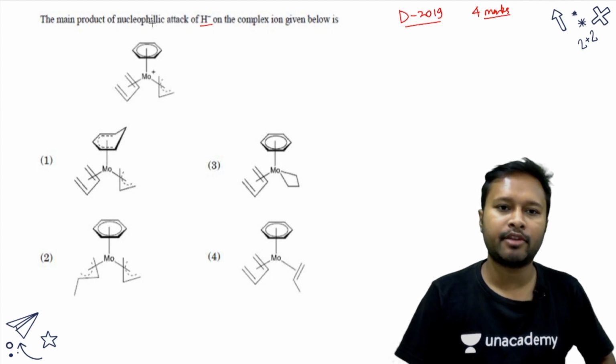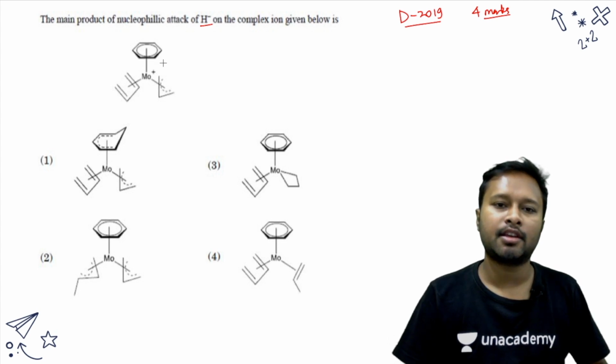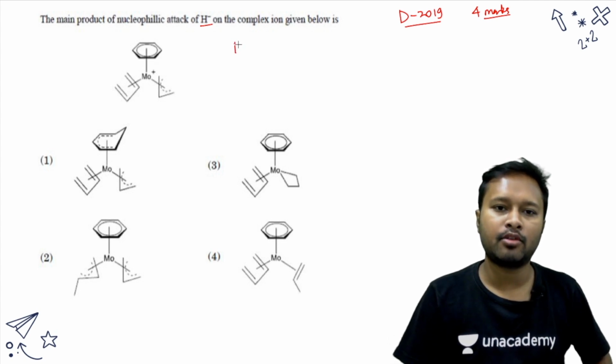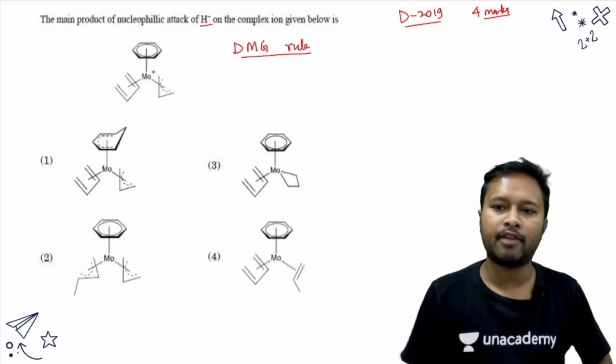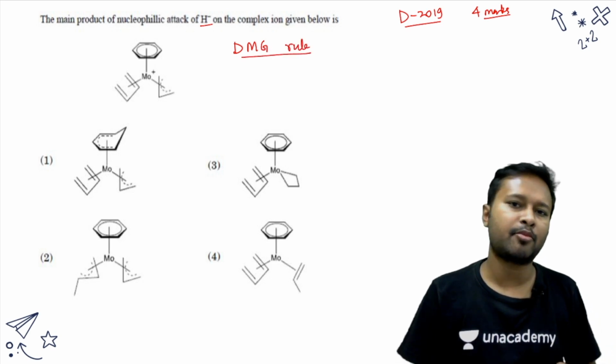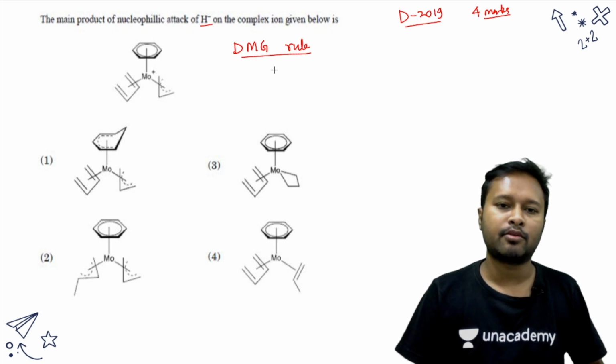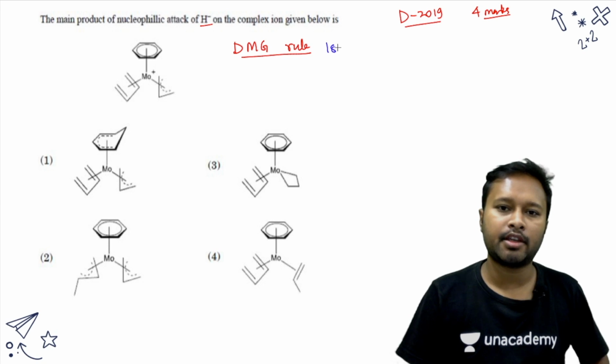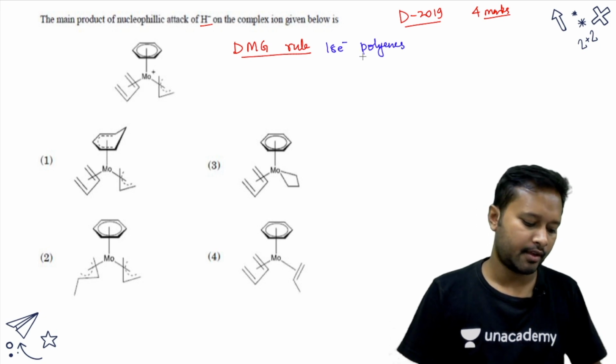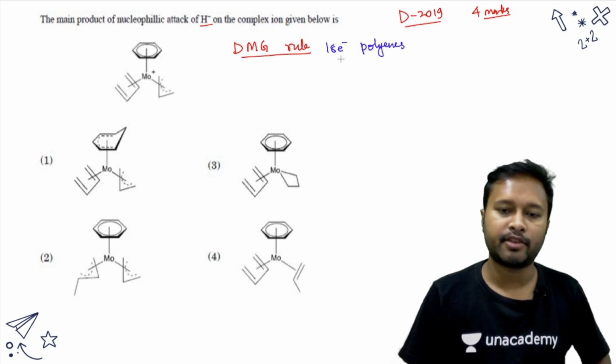So basically nucleophilic attack on the polyenes is determined using a rule called the DMG rule. I will tell you the DMG rule in short over here. The points which I am going to tell you will help you solve any question related to the DMG rule. So the rule has 2 parts. First of all, this rule is used for 18 electron polyene clusters.